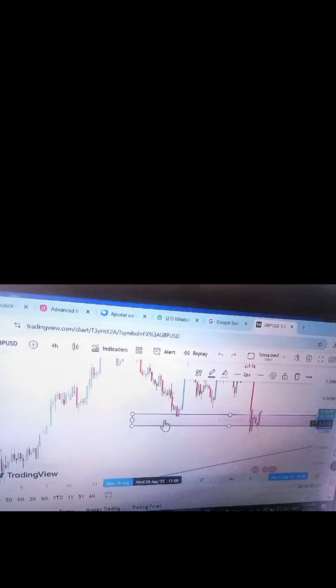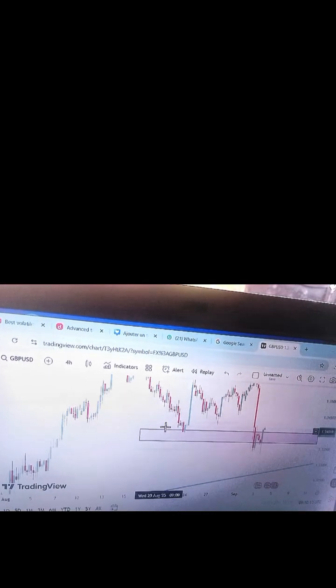This zone here, if there is a change of character on this zone on the 15-minute time frame, we should be looking for our buy, right? Let me go to the 15-minute time frame right now to look out for a buying opportunity. I'll click on the interval here, go ahead and search for 15-minute time frame. This is 15 minutes. So just take a look at it, guys.